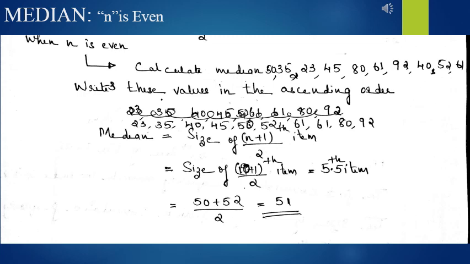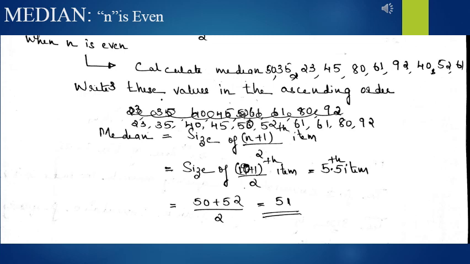Here also, whether n is even or odd, the formula for median is the same: the (n plus 1)/2th item. So here it is (10 plus 1)/2, that means the 5.5th item. There is no such item, so what we will do is the 5th plus 6th item divided by 2. 50 plus 52 divided by 2, which means 51.